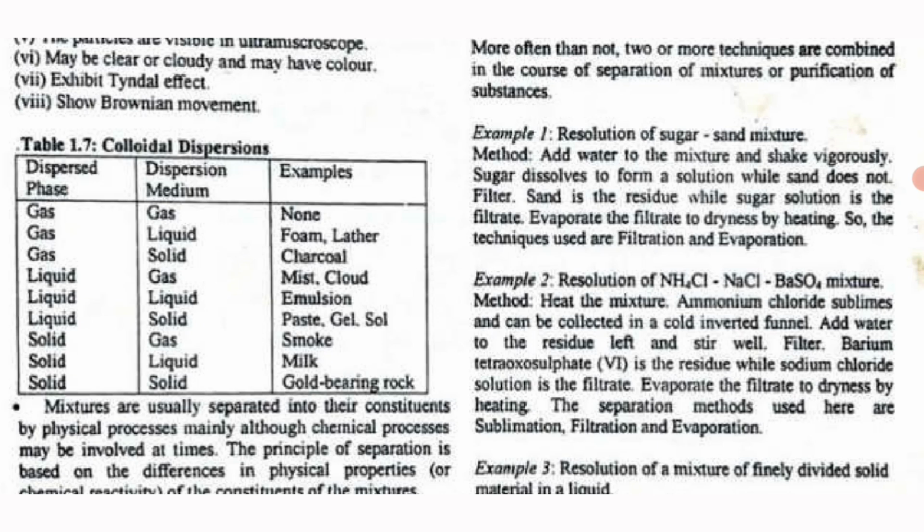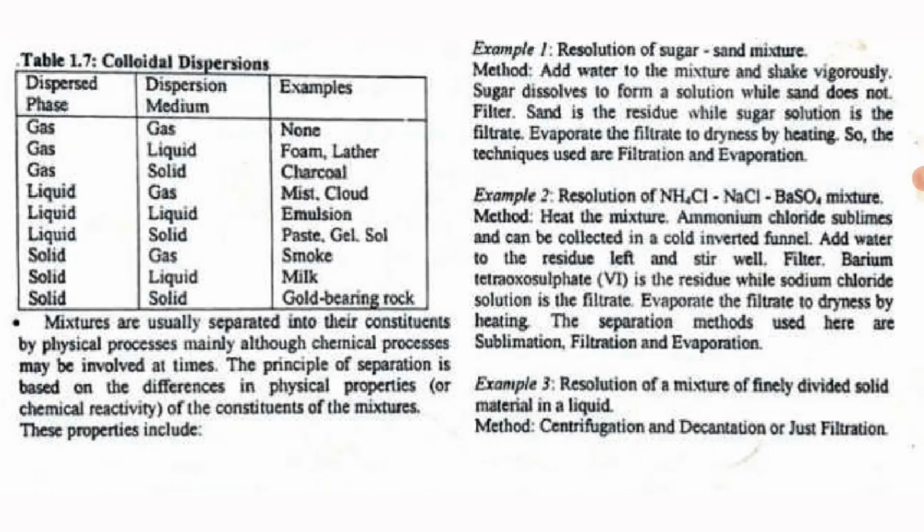Number one, we have foam, whereby we have gas dispersed in liquid. Gas dispersed in solid, we have charcoal. Liquid dispersed in gas, we have mist, cloud. Liquid in liquid, we have emulsion. Liquid in solid, you have paste, gel, sol. Solid in gas, we have smoke. Solid in liquid, we have milk. Solid in solid, we have gold-bearing rock.